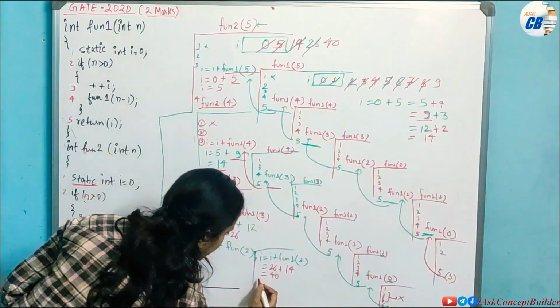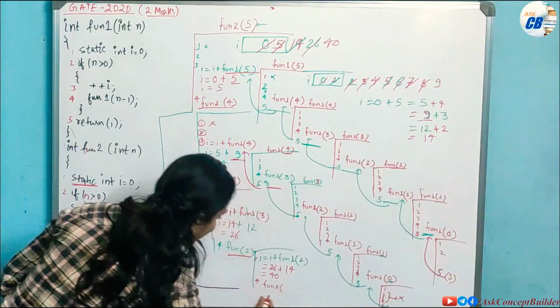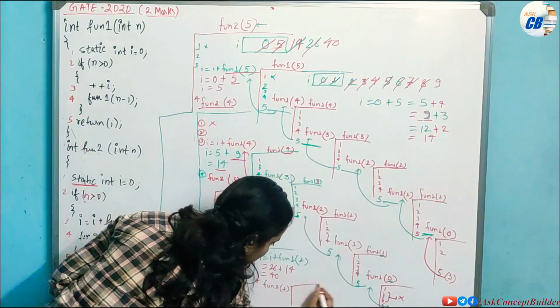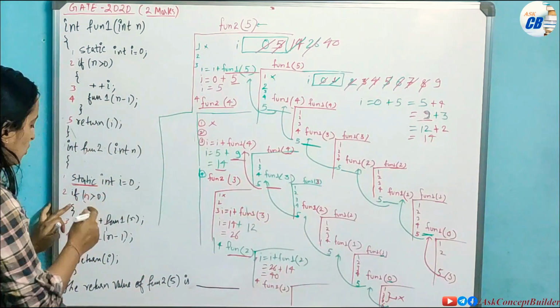Now the fourth statement, again for this fun2 we are calculating. This will be called fun2 of n minus 1. So n minus 1 means 2 minus 1, which is 1. Now again for this fun2 1, the whole statement will be executed. So 1 is greater than 0, it will be true.